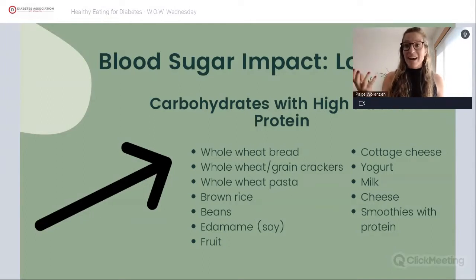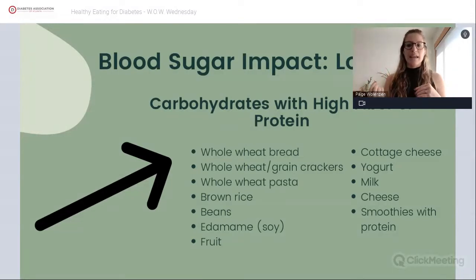Carbohydrates, any grain, like we talked about, a grain is a carbohydrate. However, there's a difference between more whole grains or whole wheat, or brown rice, like on the slide, rice is a grain, versus those more refined.